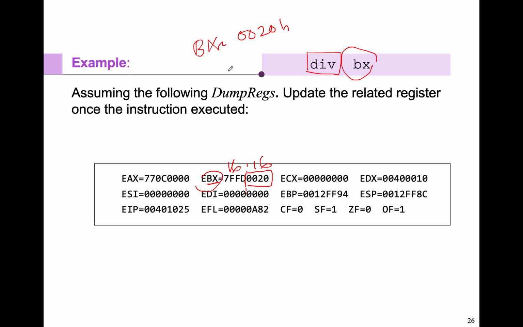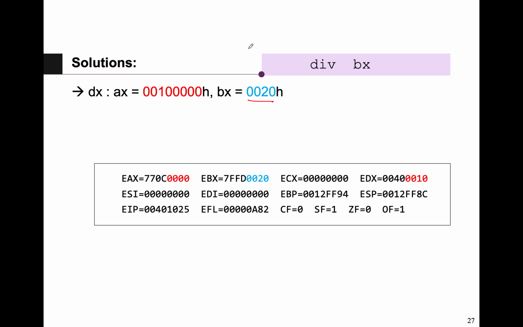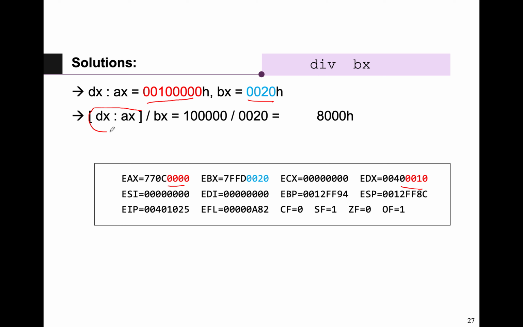AX, because your AX is going to be used automatically, which is the auto accumulator register. Previously, you have DX AX. This is your answer previously. And your BX is 0020H. Now, what you're going to do is take this longer value from the previous MUL and divide it with the BX. So this value you divide with 0020, you're going to get 8000 hexadecimal.